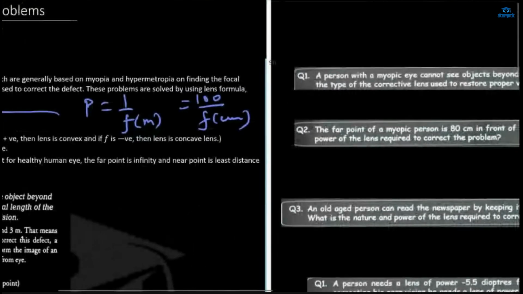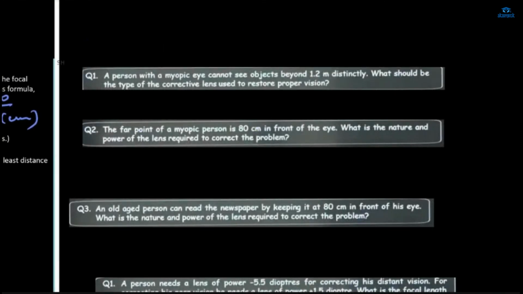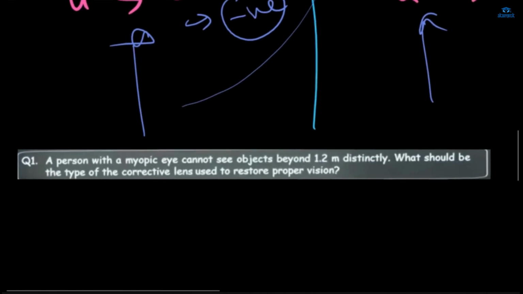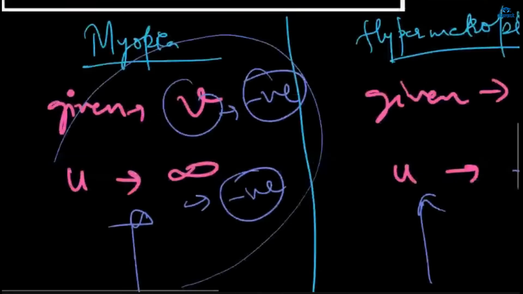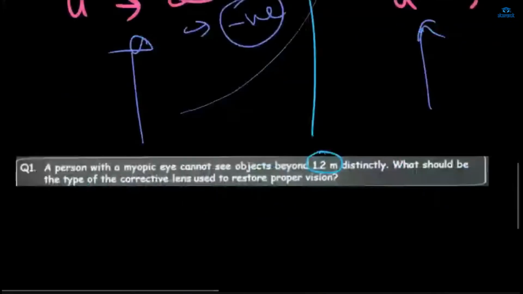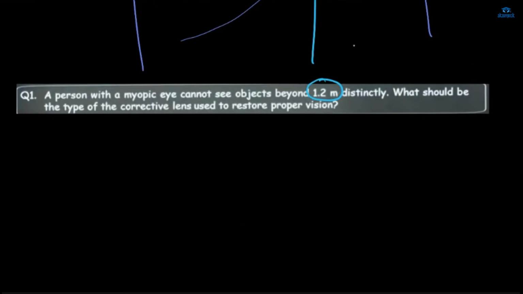Now we have a question. Let's see this type of question first. A person with a myopic eye, let's copy this. A person with a myopic eye cannot see objects beyond 1.2 meter distinctly. So this is given. As I have already told, the given will be V. Just write V. V is equal to 1.2, and it will be in negative. Remember always, it will be in negative. V is minus 1.2 meter. You can also say minus 120 centimeter. It will be easier to calculate.